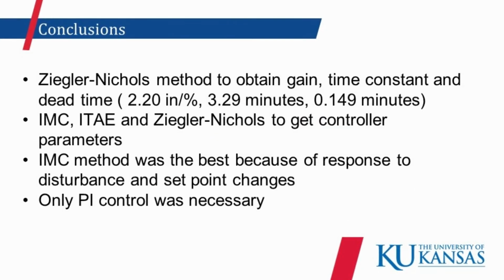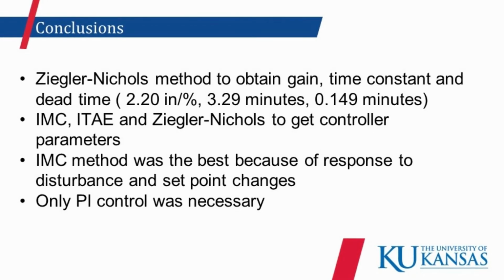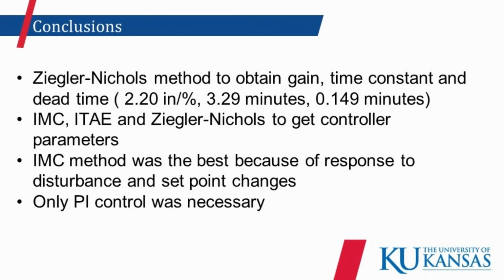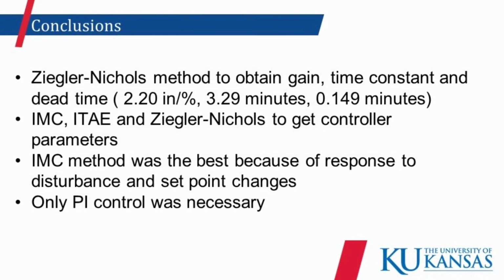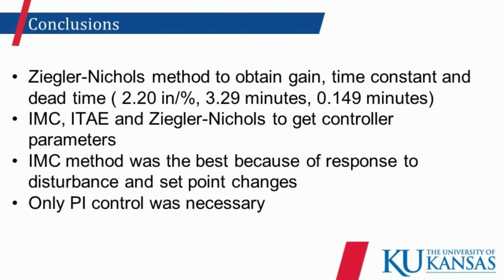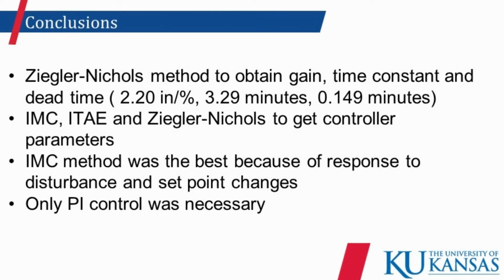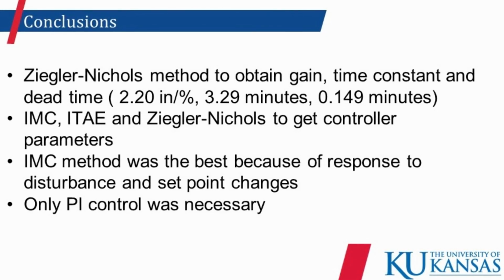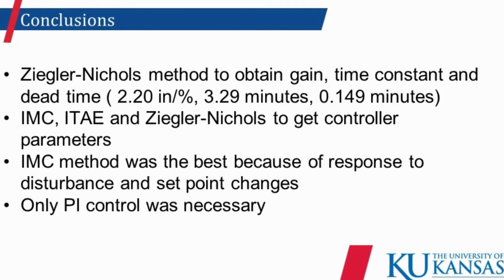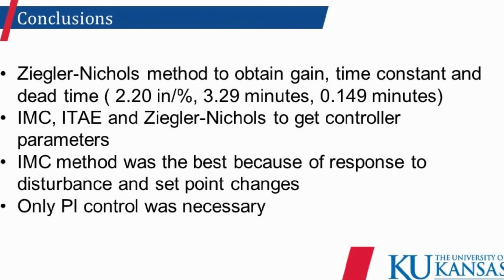The goal of this experiment was to effectively tune a PID controller to maintain a desired liquid level. This was done by using the Ziegler-Nichols method to obtain gain, time constant, and dead time. These were then used in the IMC, ITAE, and Ziegler-Nichols methods to get the controller parameters. The IMC method was the best because of the response to the disturbance and set point changes. In this experiment, PI control is necessary for the system because the derivative term offers insight into the improvement to the overall control.